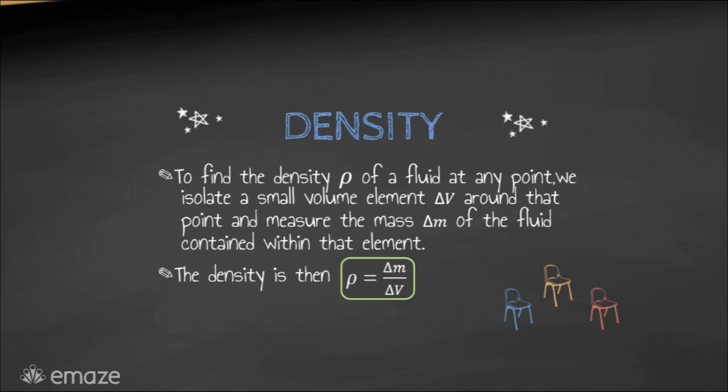Do you recall that every object has a different mass density from each other? To find the density of a fluid at any point, we isolate a small volume element of delta V around that point and measure the mass of the fluid contained within that element. Mathematically, density may be written as ρ equals delta M divided by delta V.